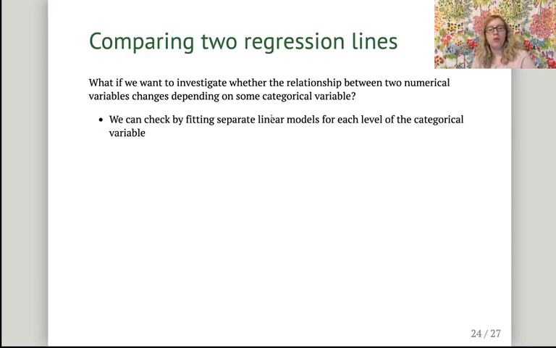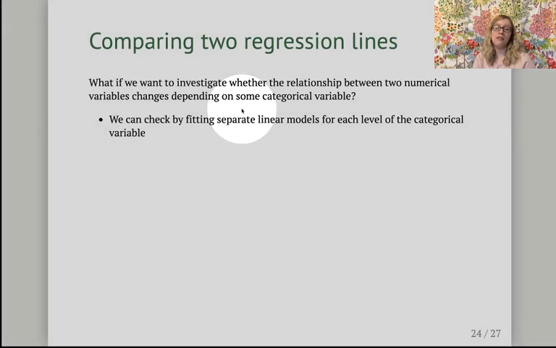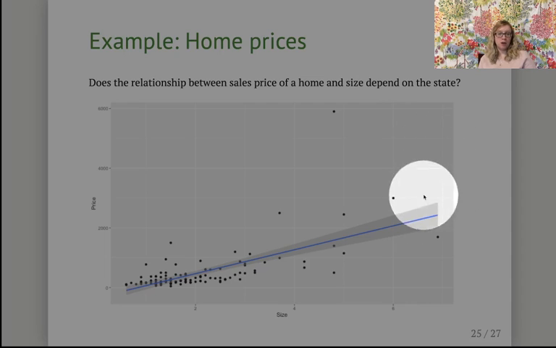Now, what if we want to do something a little different? What if we want to investigate whether the relationship between two numerical variables changes depending on some categorical variable? Well, a simple way to do this is to fit separate linear models for each level of the categorical variable. So, for example, does the relationship between sales price of a home and state change depending on the state? Well, here's the overall linear regression model. It doesn't appear to fit the data very well.